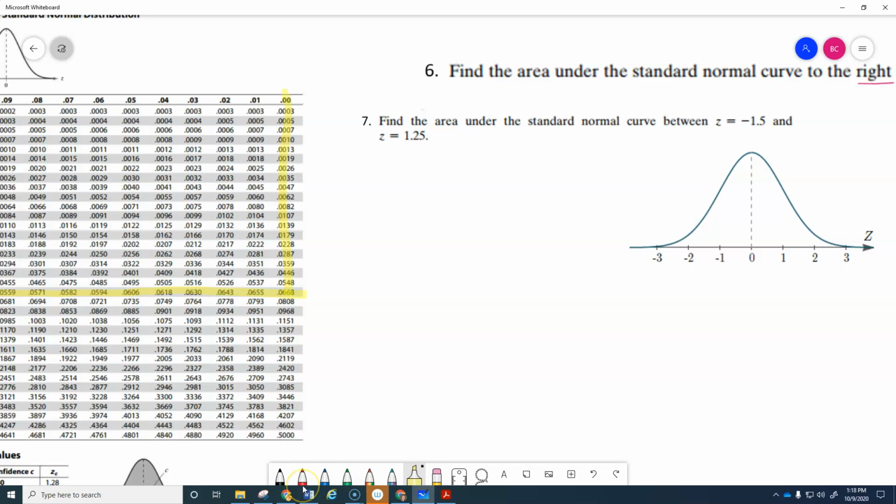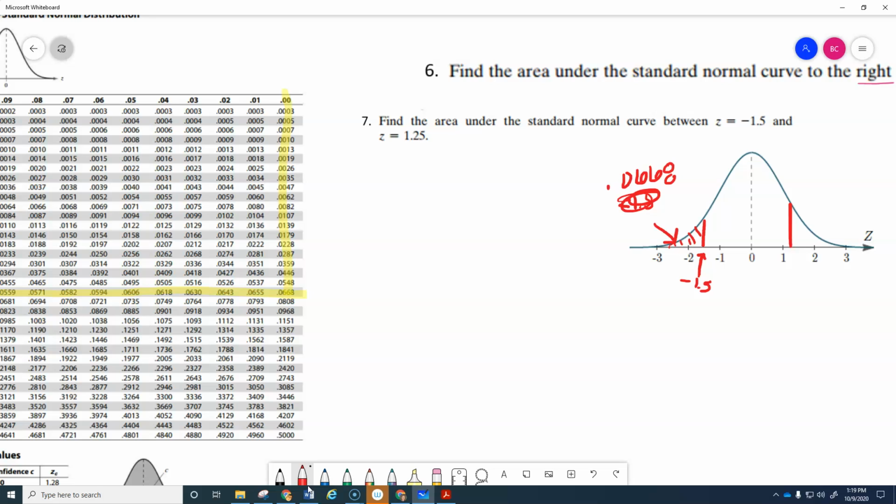So that means that the information to the left of negative 1.5, the area over here to the left of negative 1.5, is 0.0668. That's this area right here. And then we go over here and we find z 1.25.